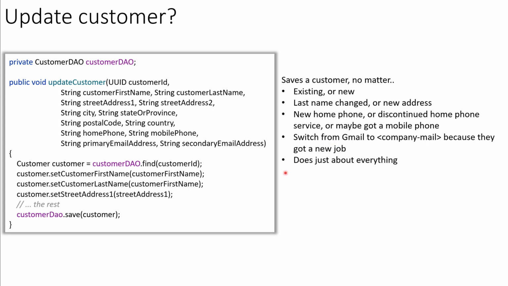So the method just does everything, and that's essentially what we're trying to avoid. We don't want an update customer method. Everything is maybe a bit too much responsibility. So the second pattern which we're going to apply will attempt to break this out into separate methods.